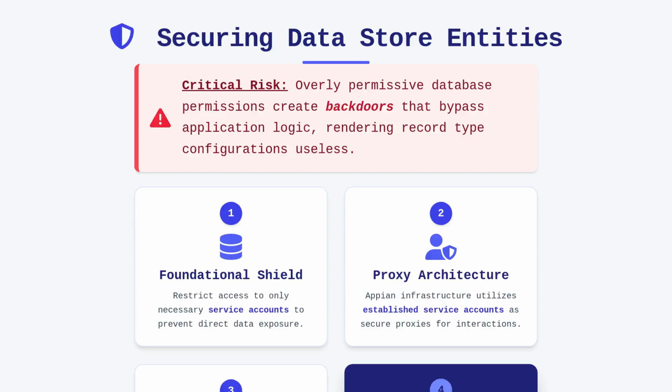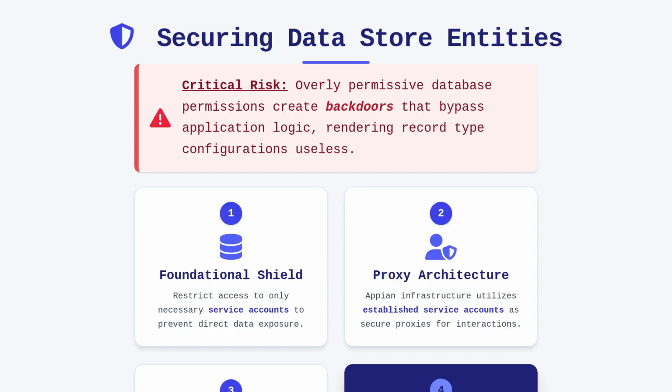Securing the underlying data store entities is equally critical because it prevents direct data exposure through accidental misconfiguration. Even if a record type is configured perfectly, if the underlying database permissions are overly permissive, you leave a backdoor that bypasses your application logic. We treat the data store as a foundational layer that must remain shielded, ensuring that only necessary service accounts or specific process execution entities have the required access.